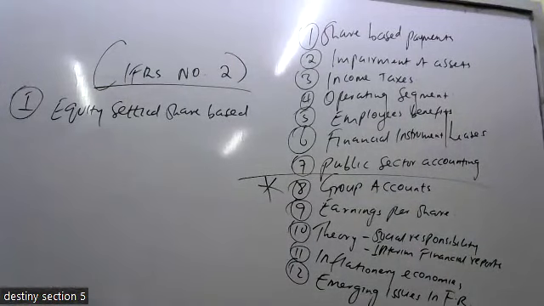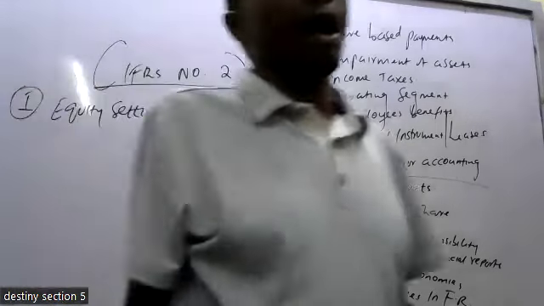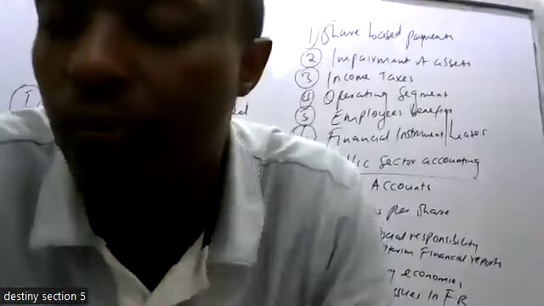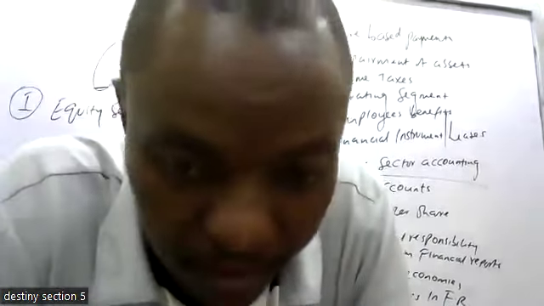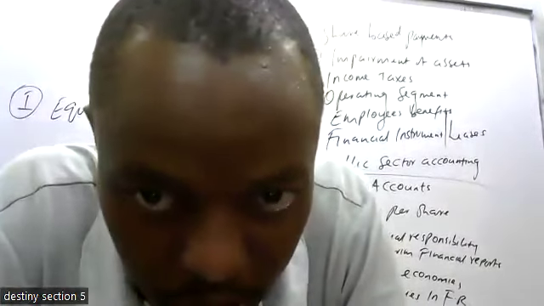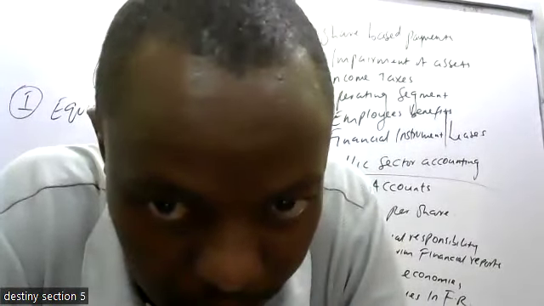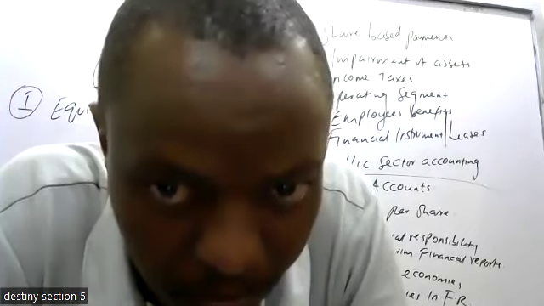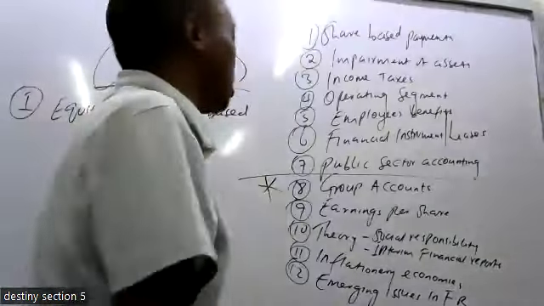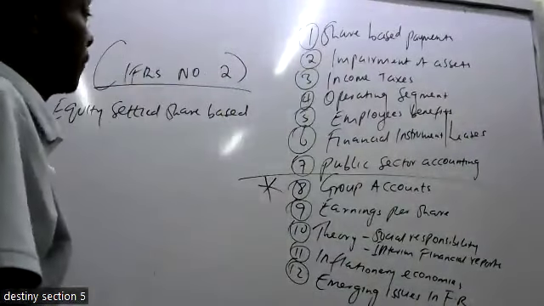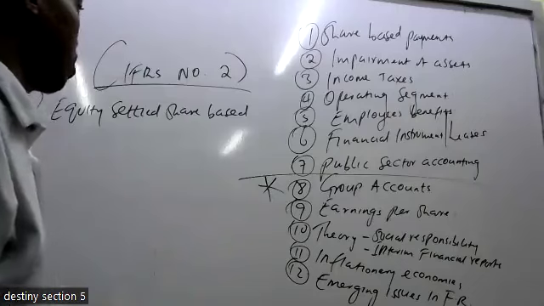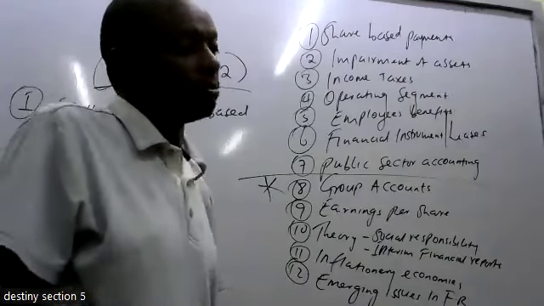So you write below that. Equity settled share-based payments: it arises where an entity pays for goods or services supplied using its own ordinary shares. Full stop.